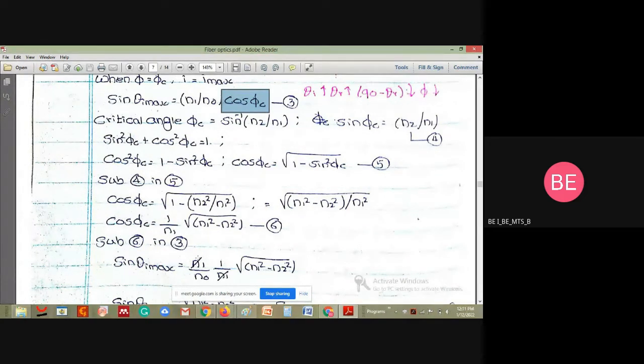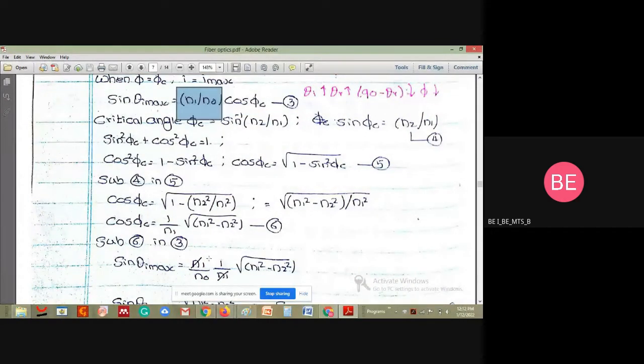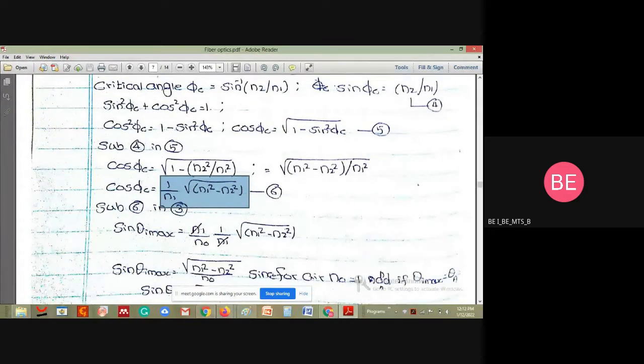We have sine theta I max is equal to, already we have an n1 by n0 here. So that n1 by n0 into, instead of cos phi c, we can write it as 1 by n1 into root of n1 square minus n2 square. So this n1 and n1 get cancelled. Sine theta I max is equal to root of n1 square minus n2 square divided by n0.